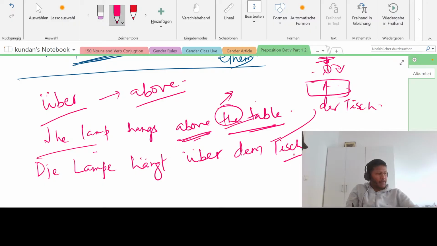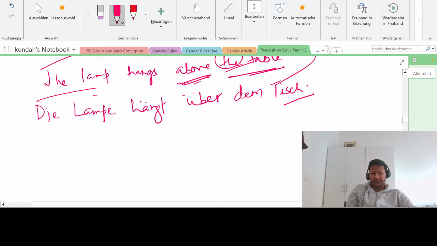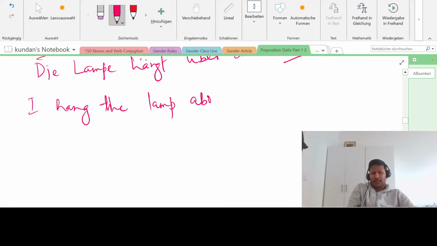I'm just seeing meanwhile if anyone has put anything in the chat. No, right? Now let us make another example. Let us take another example for movement. If I say I hang the lamp above the table. So I had the lamp in my hand. I'm fixing it to the roof.